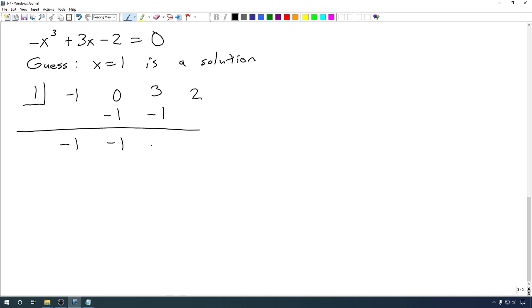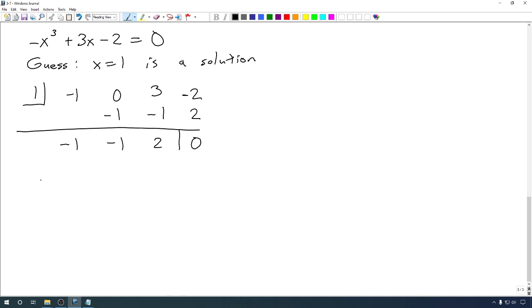So 3 minus 1 gives me a 2. And then this 2 I'm going to multiply by 1. Should have been negative. I completely swapped my signs here, apparently. I'm going to take that 2 times the 1 here. I'm going to get a 2. And when I add those together, I get a 0. In fact, the fact that I got a 0 here is really just saying that x minus 1 is actually a factor of my original polynomial.